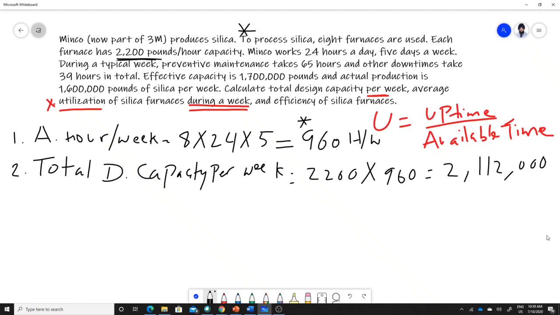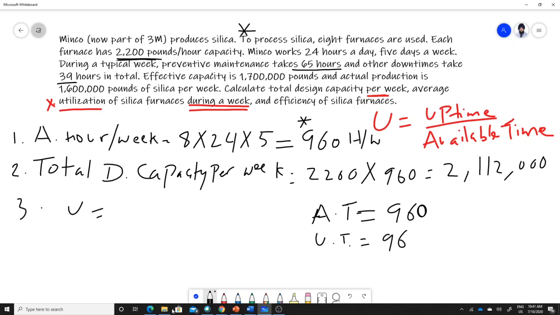So the next thing is to calculate the utilization. The utilization is uptime divided by the available time. We already know that the available time is already calculated. We have available time per week of 960 hours. So from here we can calculate the uptime. We know from the scenario that there's a preventive maintenance of 65 hours per week and there's a downtime of 39 hours per week.